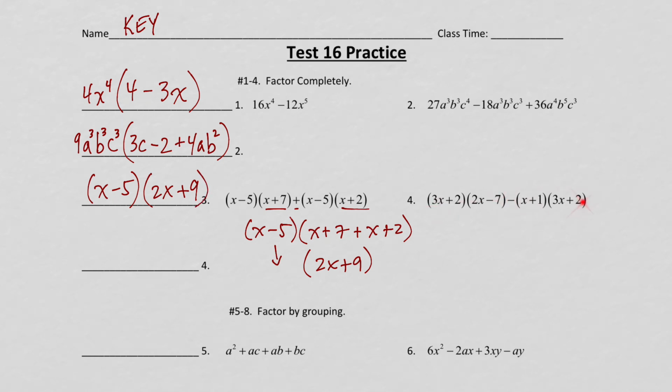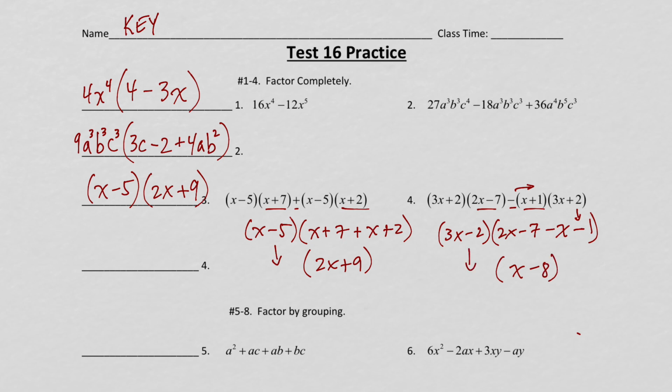Here we have two terms separated by a minus. Our common factor is 3x minus 2, so we'll pull that out. And then we're left with this minus this. And be careful, that negative is going to distribute through those. So we're going to have 2x minus 7 minus x minus 1. That's going to become minus. That's the most common mistake. And then this combines to x minus 8. And this stays the same.